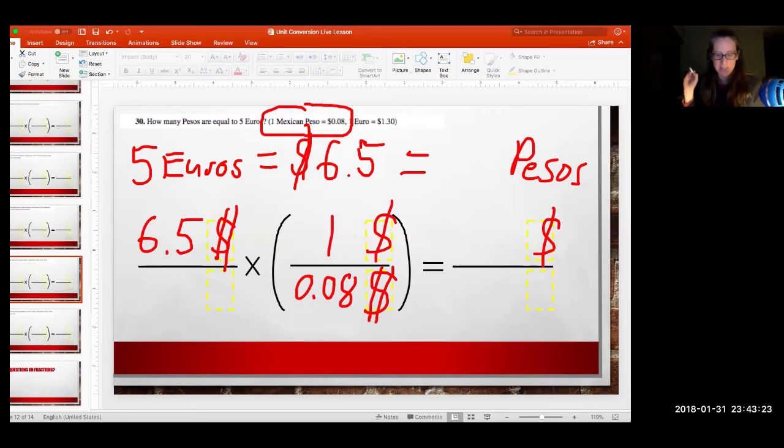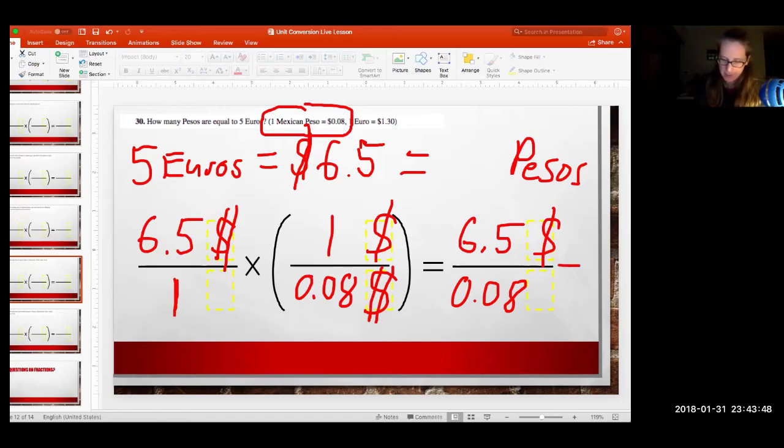And so now we're going to do 6.5 times 1, which is 6.5. And there's a 1 down here, even though you can't see it. 1 times 0.08 is 0.08. And then we're going to do the dividing there. And 6.5 divided by 0.08 is equal to, I'll write it down on the bottom, 81.25 pesos. There we go.